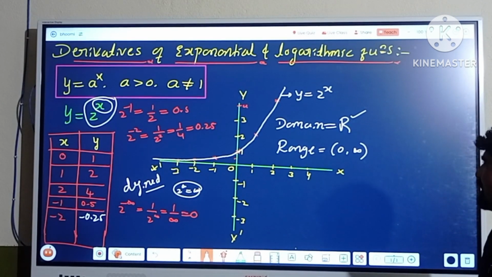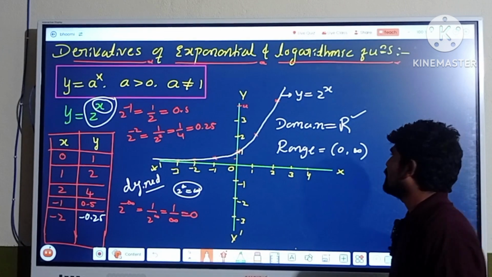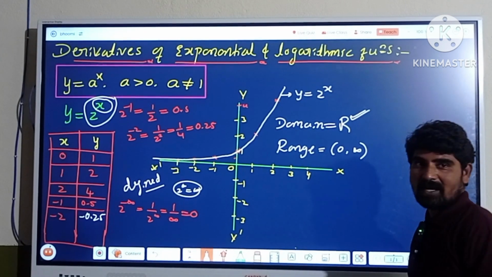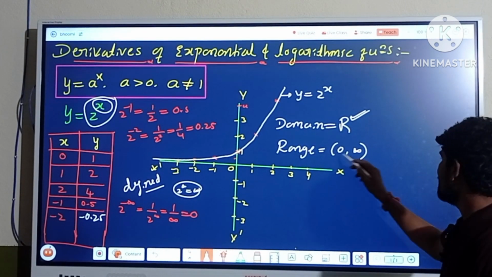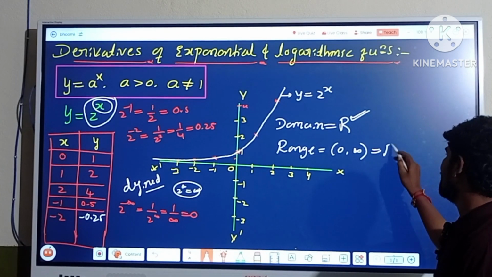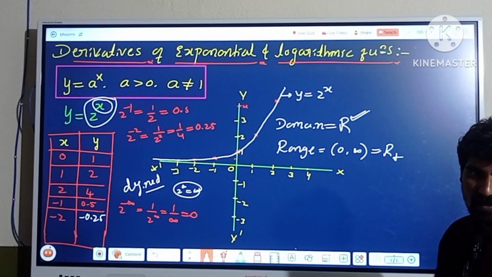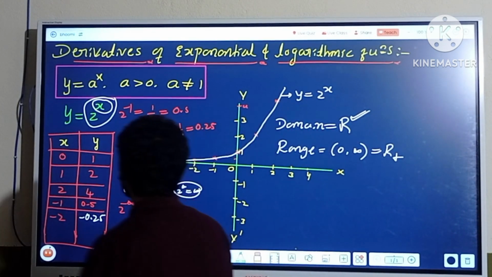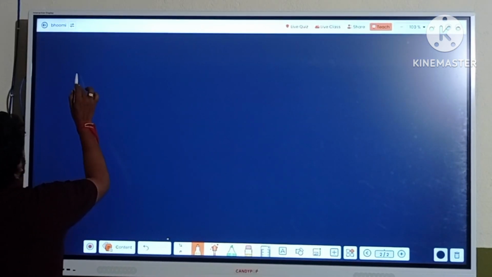I hope all of you are understanding. The domain of the exponential function is the set of real numbers, and the range of the exponential function is 0 to infinity, or we may call it the set of positive real numbers. I hope all of you understood. So now, what?